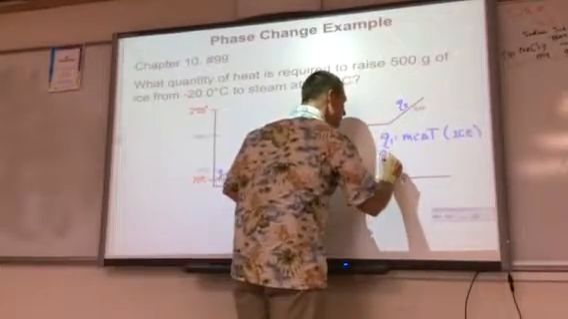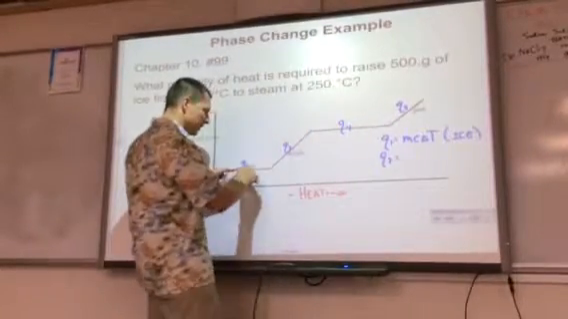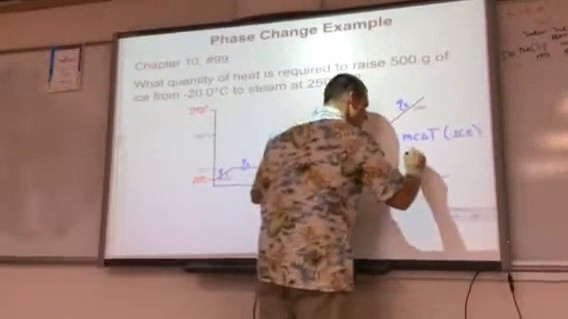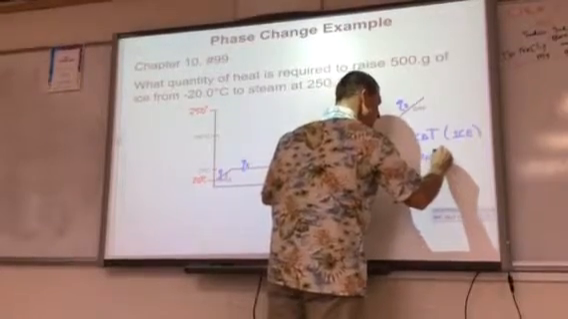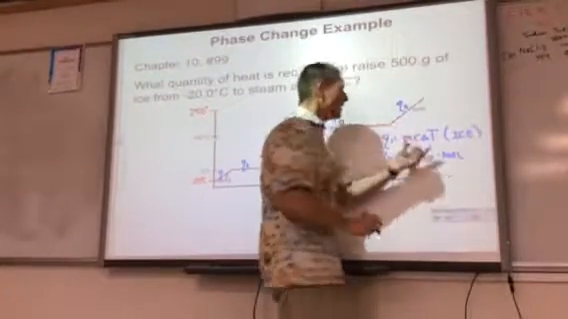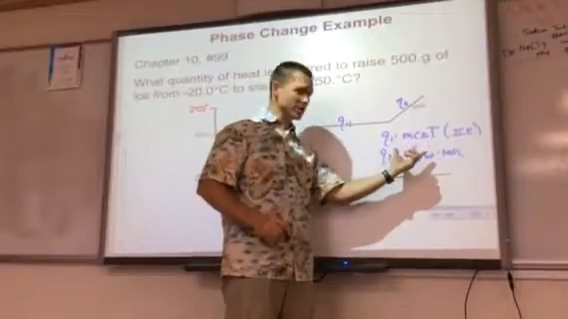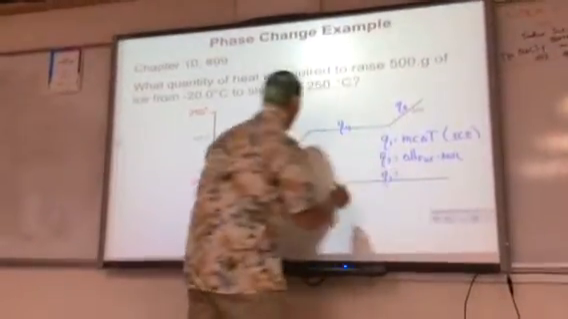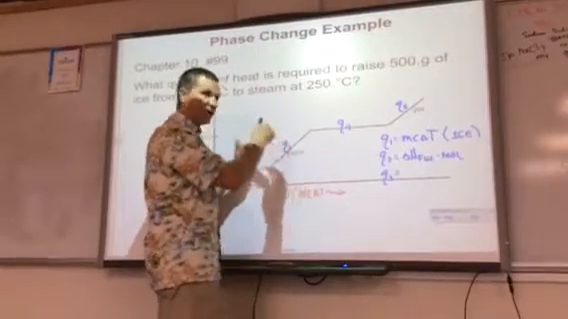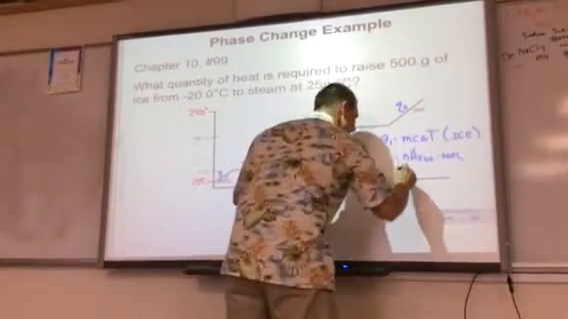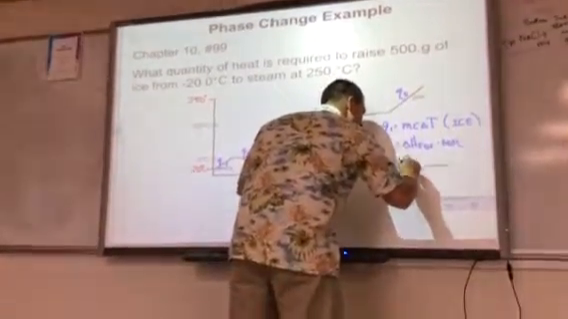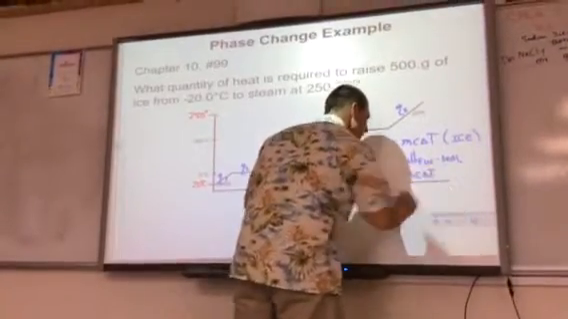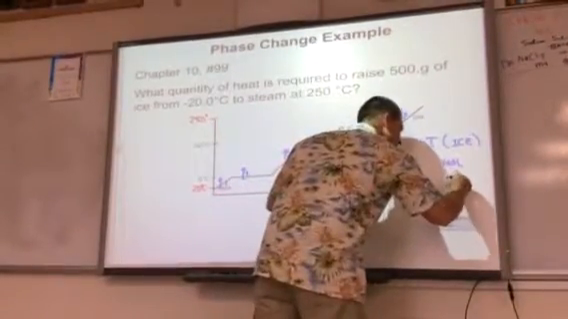Q2 is going to be the melting of ice, and that's where we're going to use the heat of fusion times moles. Be aware, this first Q is in joules, the second one's in kilojoules. And then we're going to go on to Q3, another MC delta T where it's liquid water, and we'll use 4.18 for the C value as water.